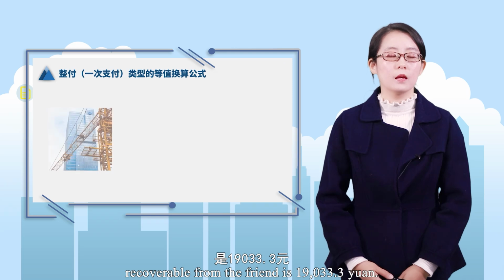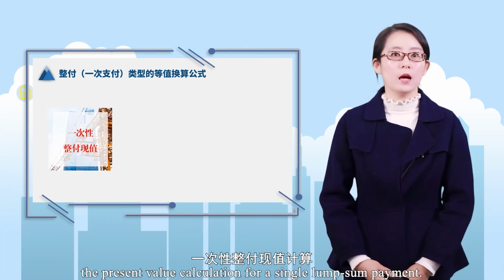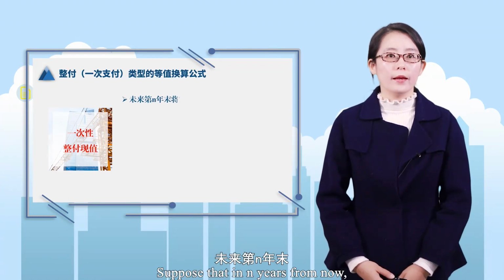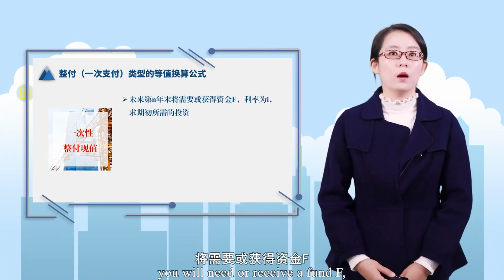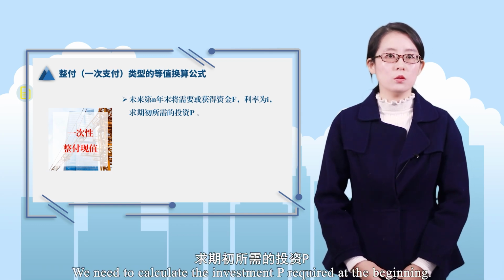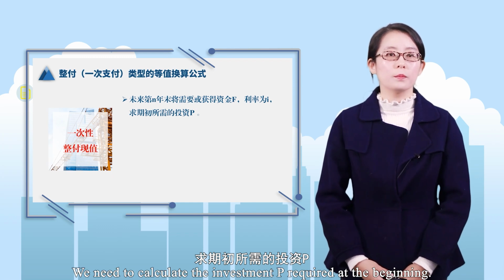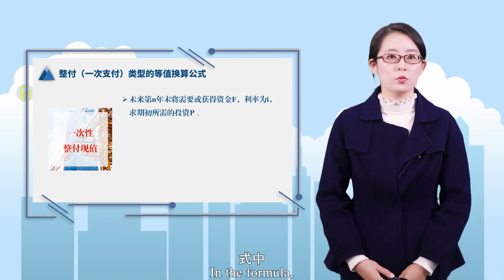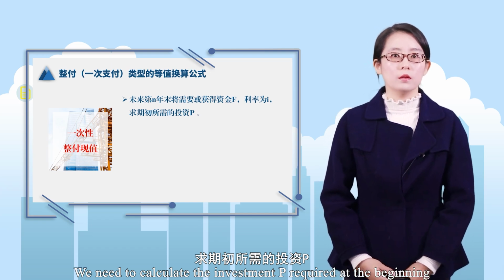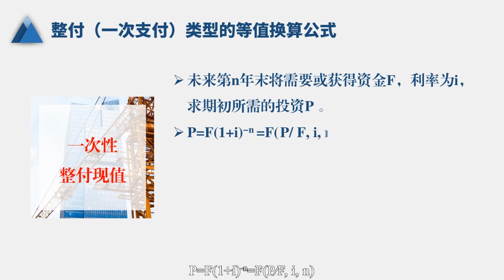Let's take a look at the present value calculation for a single lump sum payment. Suppose that in n years from now, you will need or receive a fund F, and the interest rate is i. We need to calculate the investment P required at the beginning. In the formula, P equals F multiplied by (1 plus i) to the power of minus n equals F multiplied by (P/F, i, n).